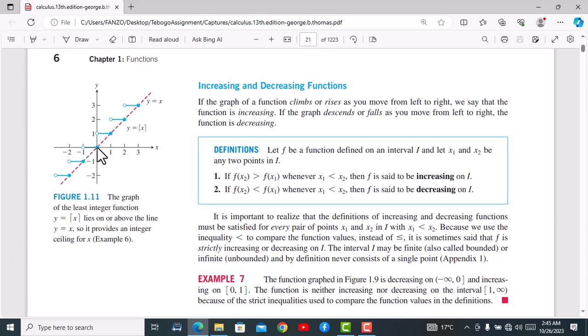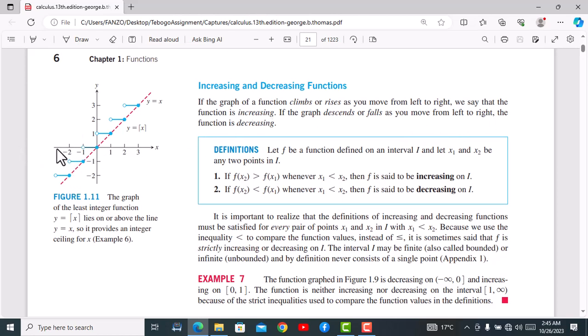So when you are moving, as they are saying, if the graph descends or falls as you move from left to right, so as we are moving from the left to the right, the graph is decreasing. As we move from left to right, the function is decreasing.